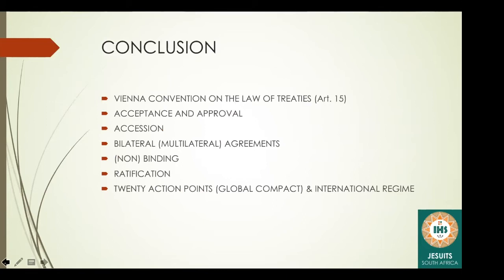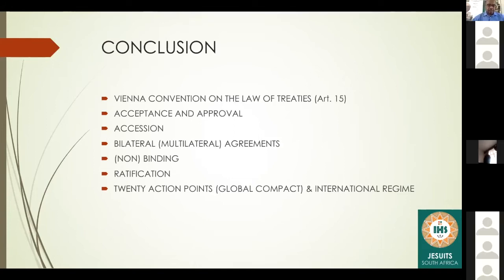So things like the Global Compact would need to be encouraged. But unfortunately, the Global Compact is not binding. It's a non-binding document or agreement. So those are some of the challenges when you look at the international front of international refugee law. Some are binding, some are non-binding. And then I would say, in conclusion, the 20 action points that we find in the Global Compact, together with the international regime, provide us with instruments to be able to respond positively to the situation of migrants and refugees, and tools to implement advocacy activities wherever we find ourselves.